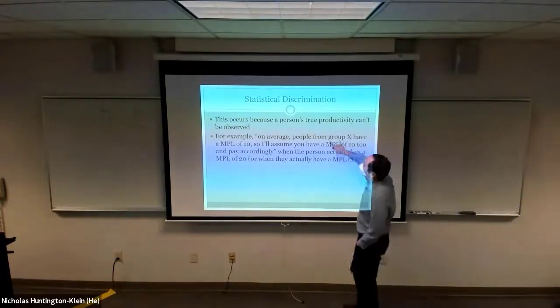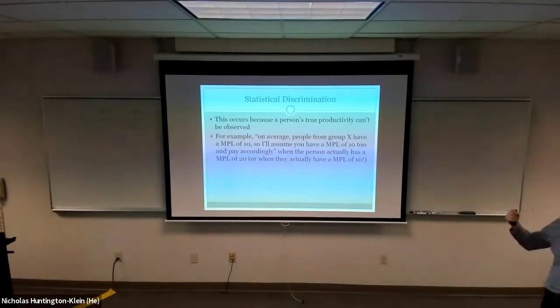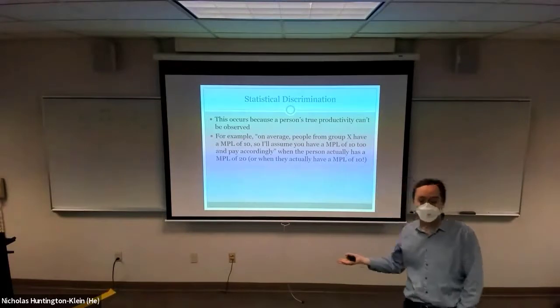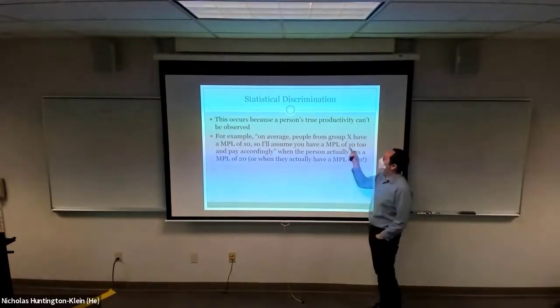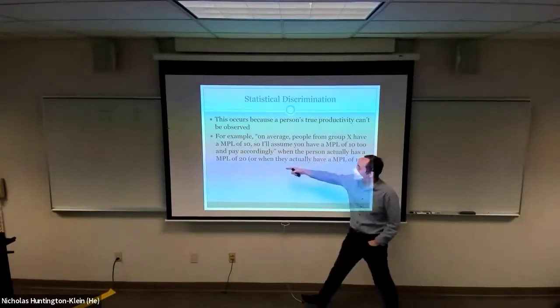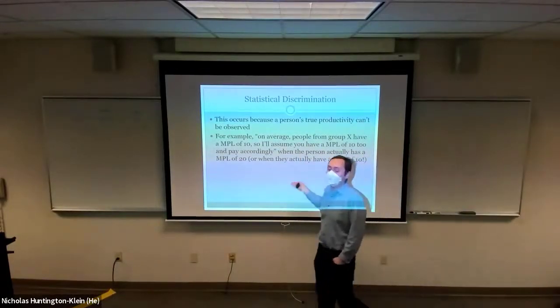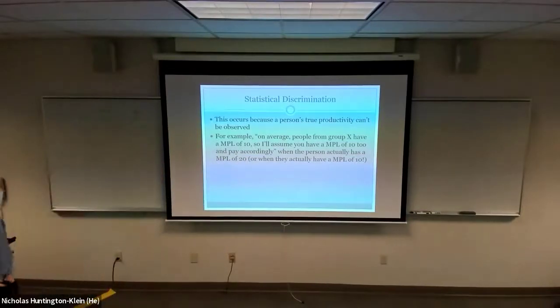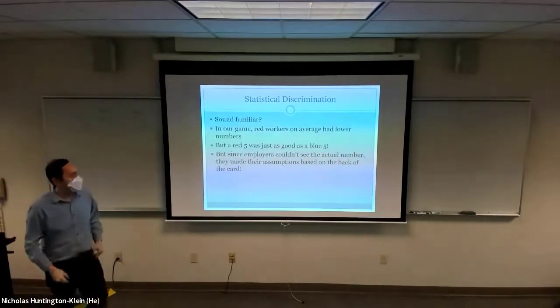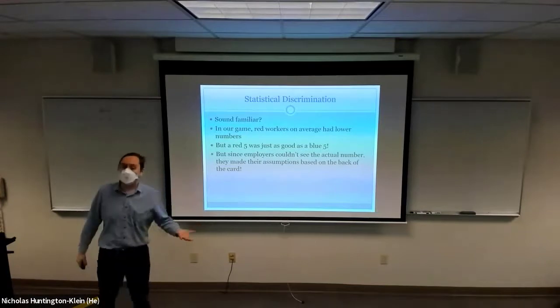If you think people from group X have a marginal productivity of labor of 10, you will assume that a person from group X will have a marginal productivity of labor of 10, no matter what their actual individual marginal productivity of labor might be. So you'd offer them a wage on the basis of them having that value, whether or not it's true. And you do this whether or not that person actually has a marginal productivity of labor of 20, in which case you'd be underpaying them. Or even when it's accurate for them. Even if it's accurate for them, it's still an example of statistical discrimination because that's where the wage offer is coming from. So this is exactly what happened in our game. Somebody with a red 5 was just as good as a blue 5, but they were not able to actually reveal their productivity.